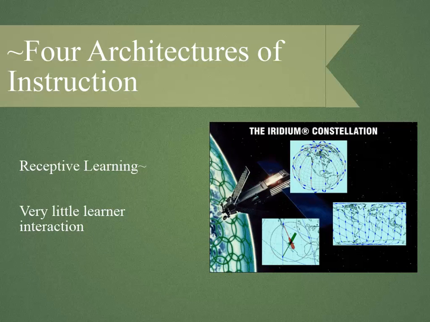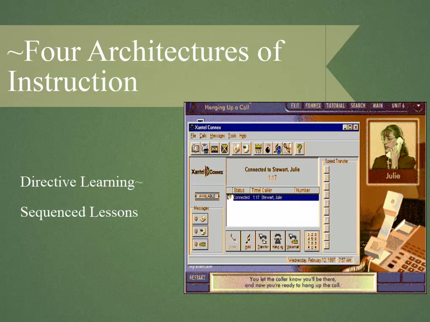In receptive learning, the instruction provides information that the learner absorbs. It has very little learner interaction, so it's much like this picture where the learner just looks at the picture. Directive learning happens when instruction is presented in short sequence lessons, progressing from simple to complex, that include rules or definitions, examples, and practices. Like in this picture, where it is step-by-step instructions on how to use the phone system.